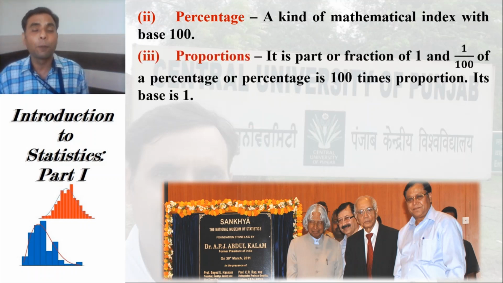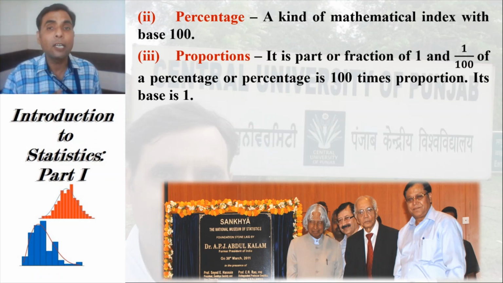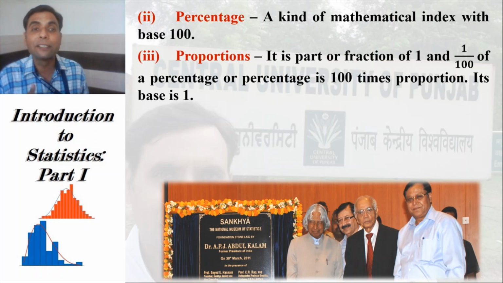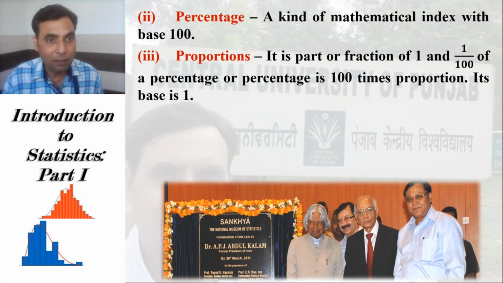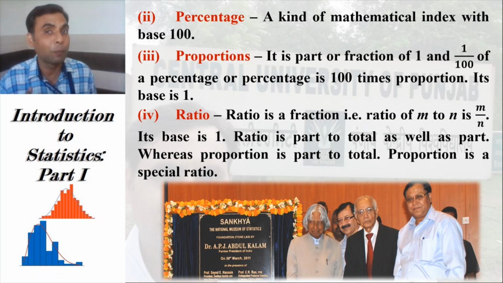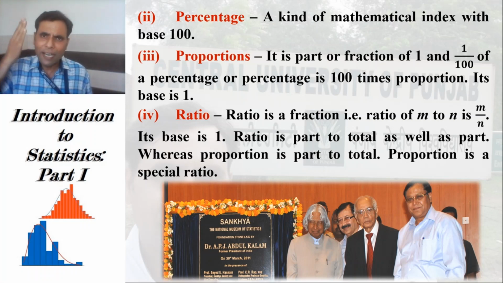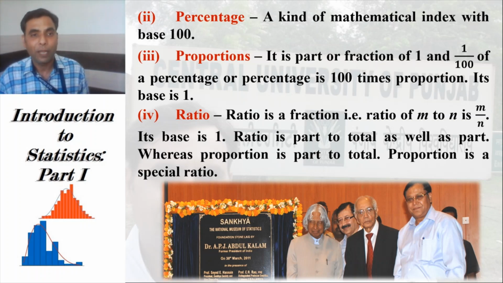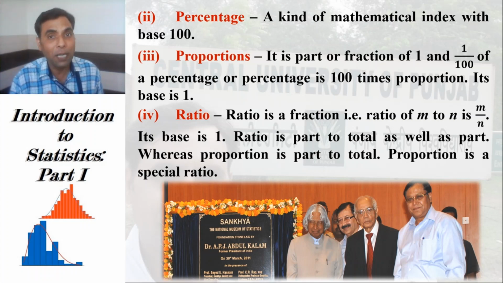Now comes proportions. It's a part or fraction of 1. Remember, 1 by 100 of a percentage, or percentage is 100 times proportion. Its base is 1. And the fourth one is ratios. There is a difference between ratio and proportion, but the difference is very thin, very fine. So you must understand the difference between ratio and proportion. I told you proportion, now I will explain the ratio.